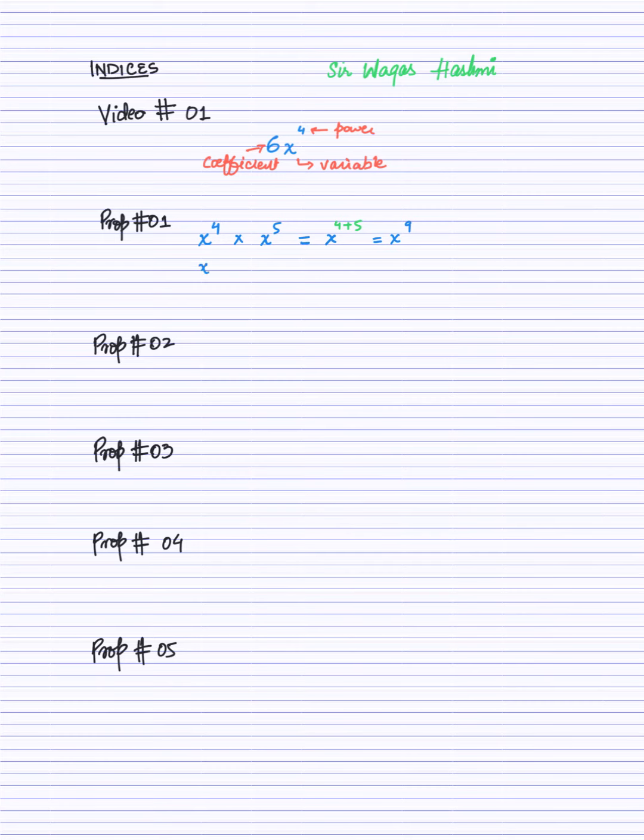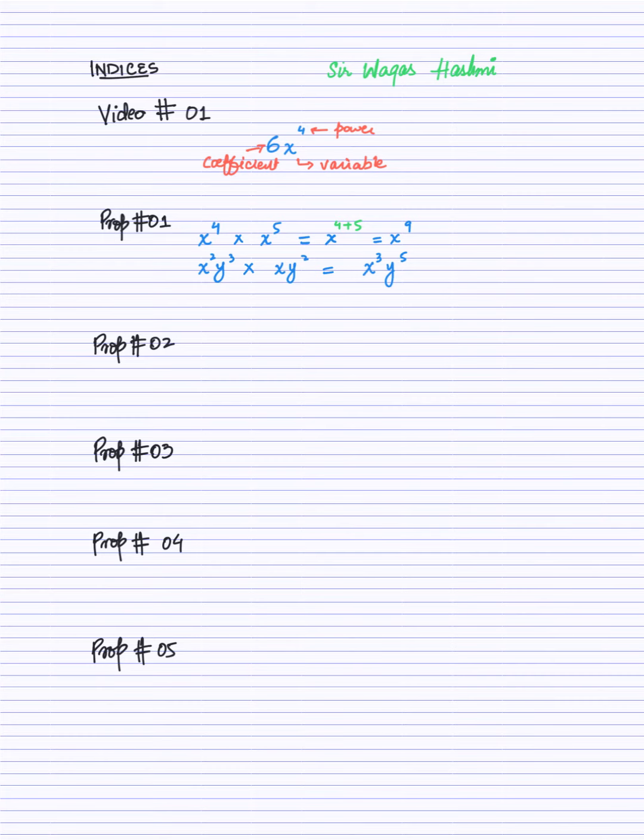Similarly, if it says x square y cube multiplied by x into y square equals what? Now, we have 2x here and we have 1x here. So in total we have 3x, so it will be x to the power 3. For y, we have 3y here and 2y here. So in total y is 5. So that is the first property of indices: if you have the same base, the same variable, and they are multiplying, you need to add their powers. That is the first and the basic property.